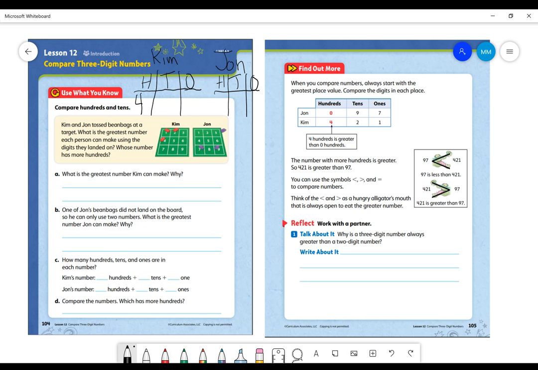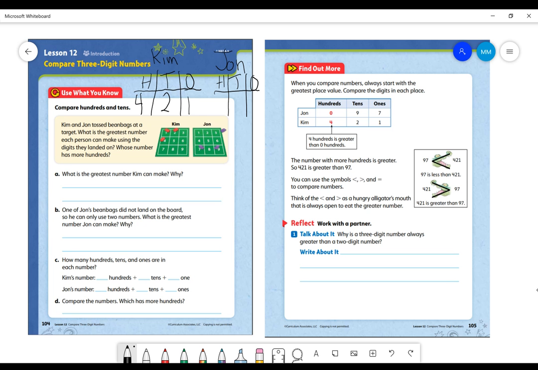So what would be the next greatest digit? Which one would be bigger, 2 or 1? Think about Skittles. Would you rather have 2 Skittles or just 1 Skittle? I'd rather have 2 Skittles. So I have 4 hundreds, 2 tens, and 1 one. So that is the greatest number that we could make.